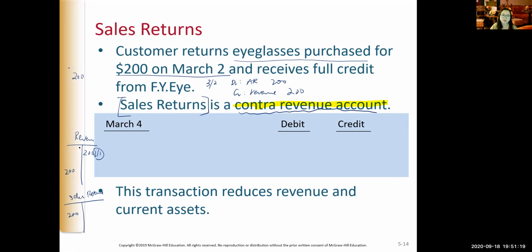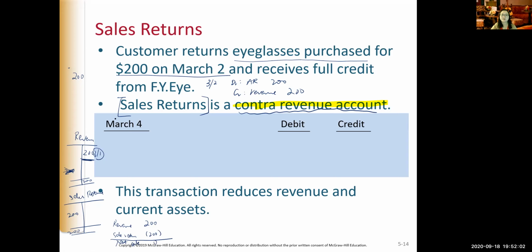The relationship between these two is that revenue always has a credit side balance, and the sales return account always has a debit side balance. Hence the sales return account is a contra, or reduced, revenue account. So when you write it on the income statement, the revenue account will be 200 here, and sales return is going to be 200 here, right under it. Hence your net sales in terms of this transaction is 0, right?